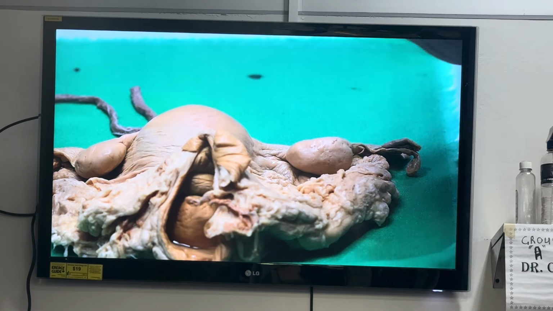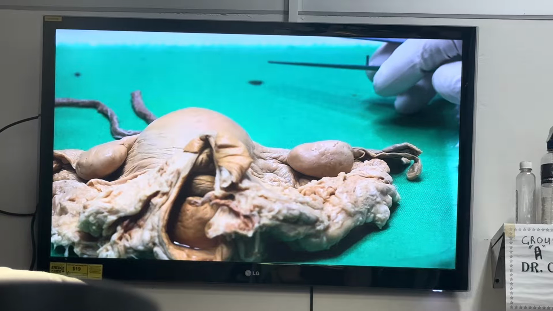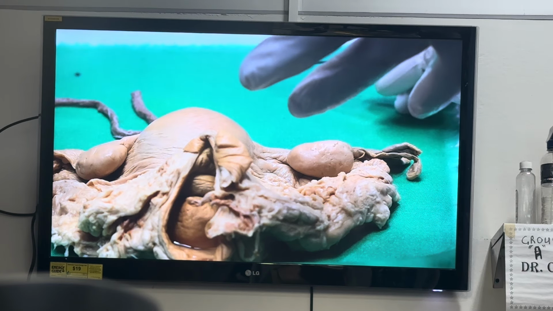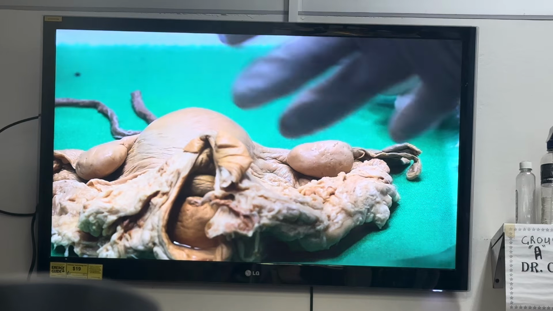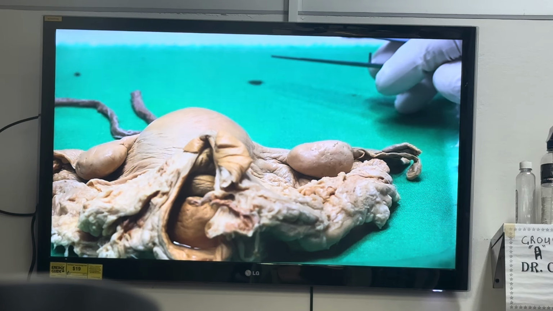And from the infundibulum, you have a number of finger-like processes, almost like villi of mucosa, right? That pass through the infundibulum towards the ovary. And these are called the fimbriae. One of these is particularly long, and it is in fact attached to the ovary.